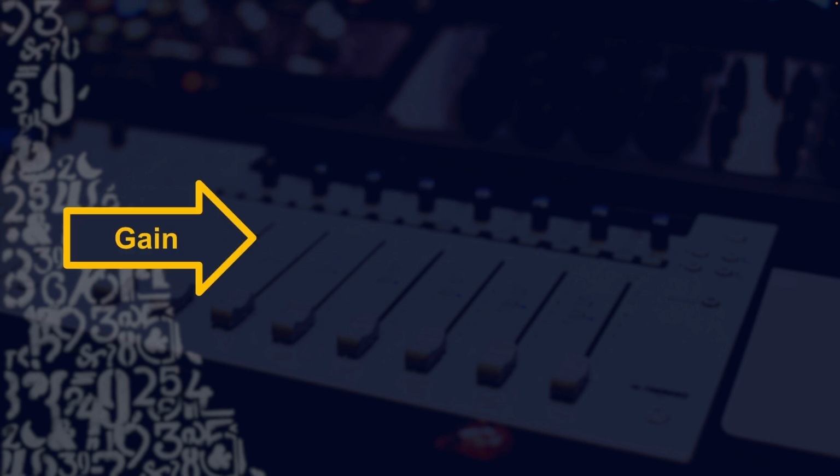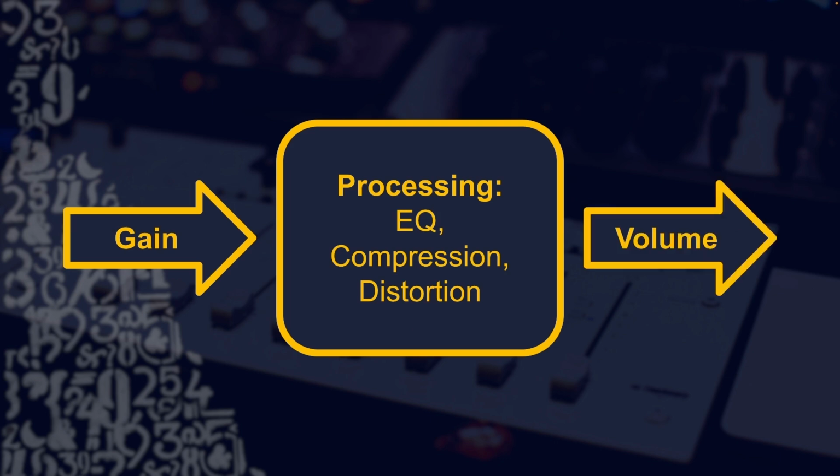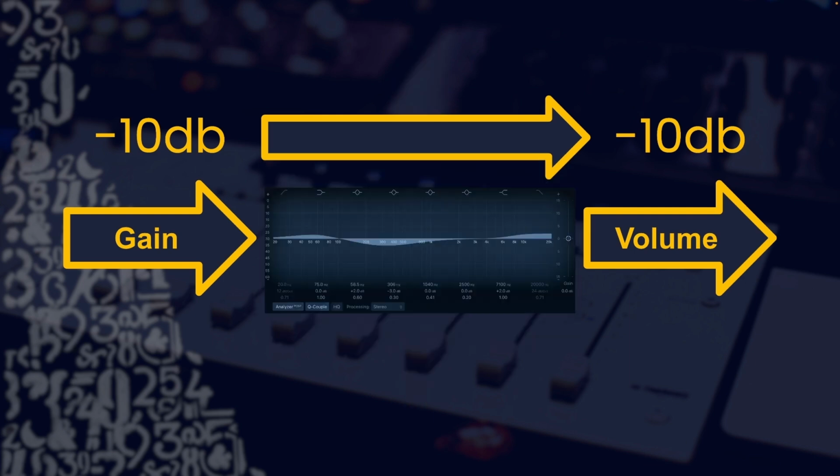Gain is simply a signal going into a process, regardless of what that process is, whether it's EQ, compression, distortion, a signal chain, anything. Gain is the signal going in, volume is the signal coming out. So the goal of this process of gain staging overall, when we're talking about a signal chain, a plugin, an EQ, regardless of what it is, our goal is to have a certain level of gain going in and the same amount of volume going out.